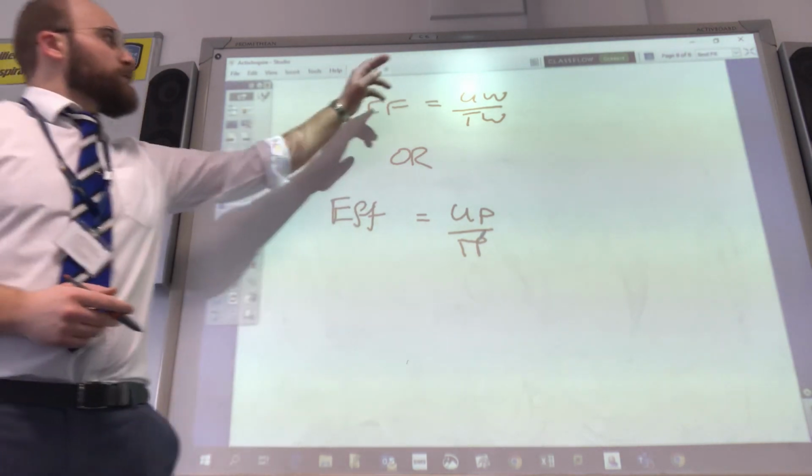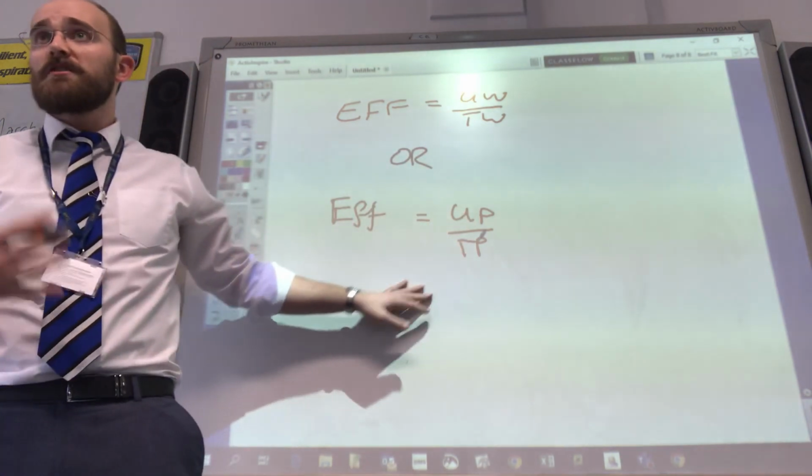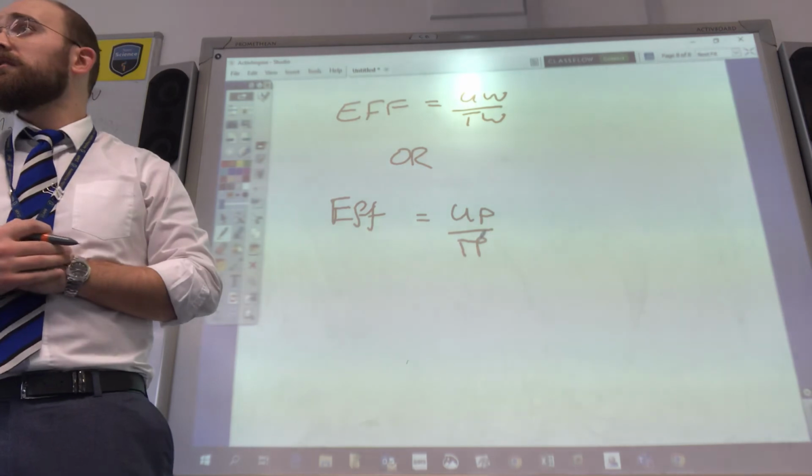Okay, useful work divided by total work, or useful power divided by total power. Okay, so you can get efficiency of power as easily as you can get efficiency of work.